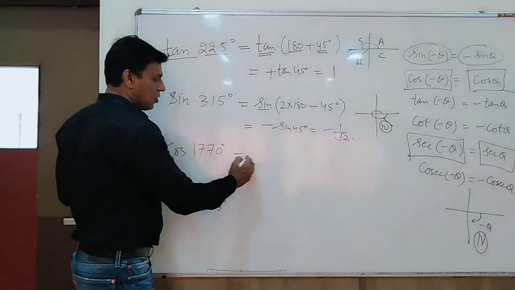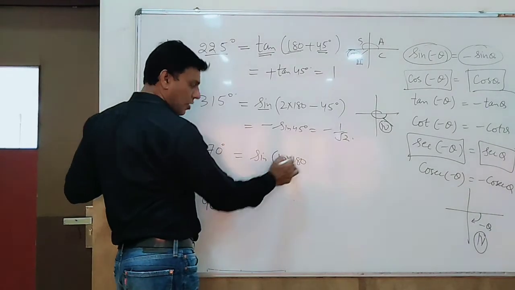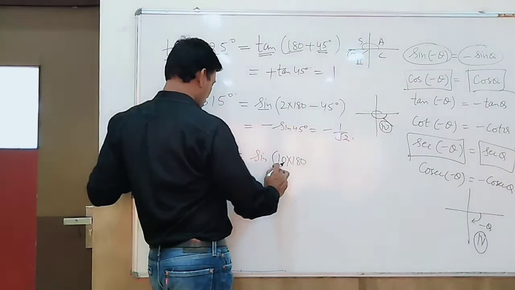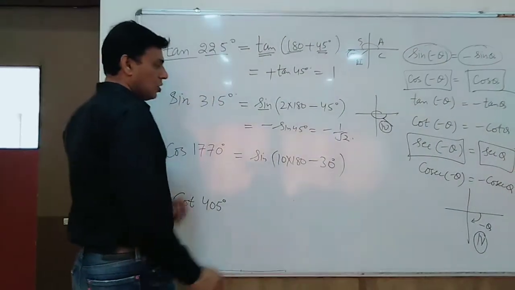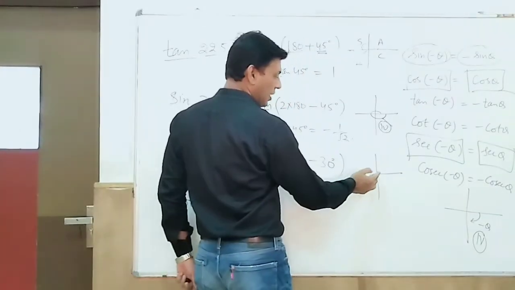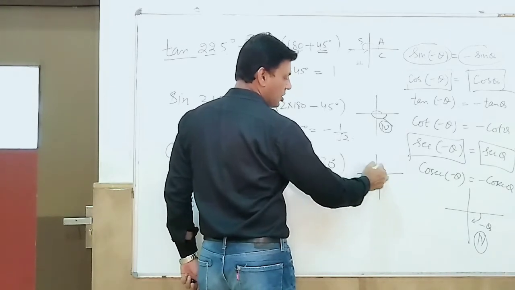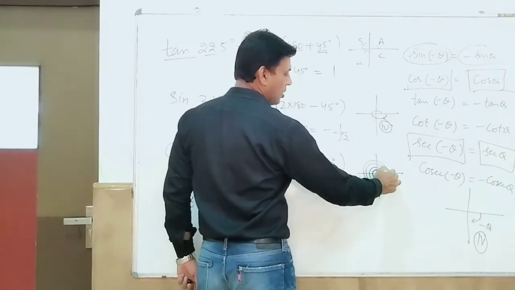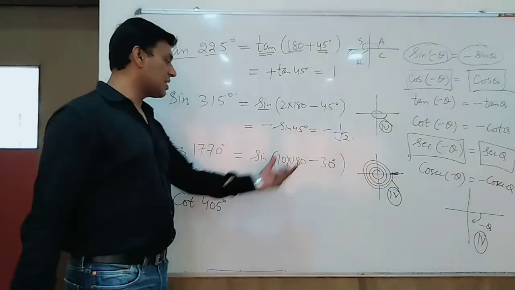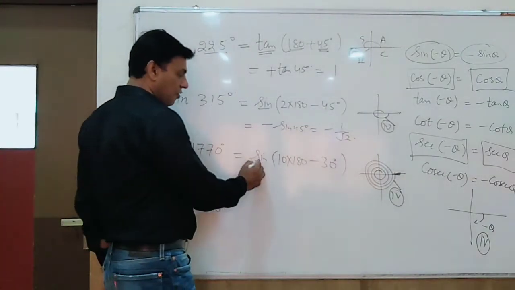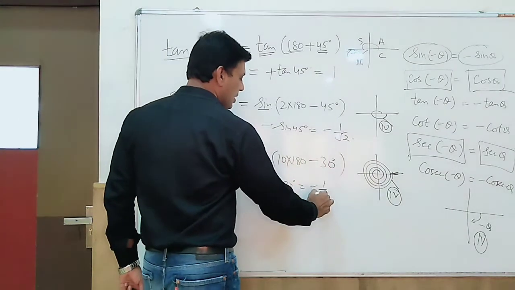Similarly for this one, I can write it as 10 into 180, or you can write 5 into 360. So that is 1800 minus 30. If you are counting 360s: 1 360, 2 360, 3 360, 4 360, 5 360. So this is 1800, then minus, so again you are in the fourth quadrant. It means this angle is lying in the fourth quadrant, where sine is negative. So minus sine 30 degrees, that is minus half.